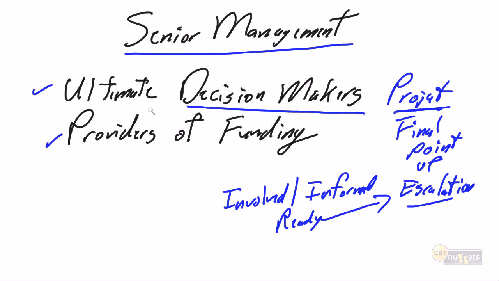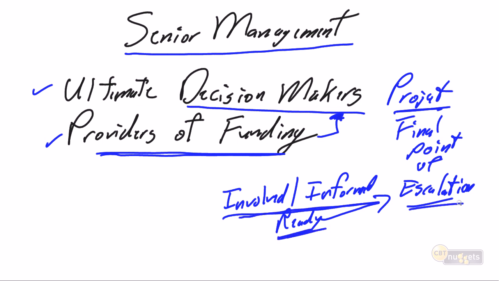And as part of or consistent with being the ultimate decision makers, they are also the providers of all of the funding, which gives them the power. He or she who owns the dollars or the funding gets to make all of the decisions. Senior management, critical for overall project success. The key is to keep them involved and informed at the appropriate level so that they're ready if I need them for escalation. And then I hope I never have to escalate to them.